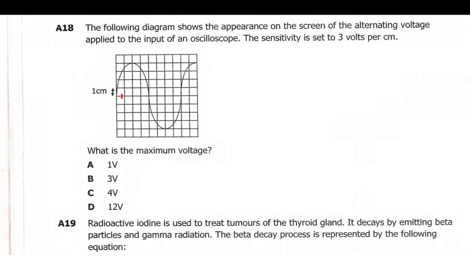The maximum voltage should be from this center to the highest point there, or from this center to the lowest point here. So we count how many centimeters there are: 1, 2, 3, 4. Now since 1 centimeter is 3 volts, how about 4 centimeters? It will be 3 times 4, which is 12 volts. So our answer is D.